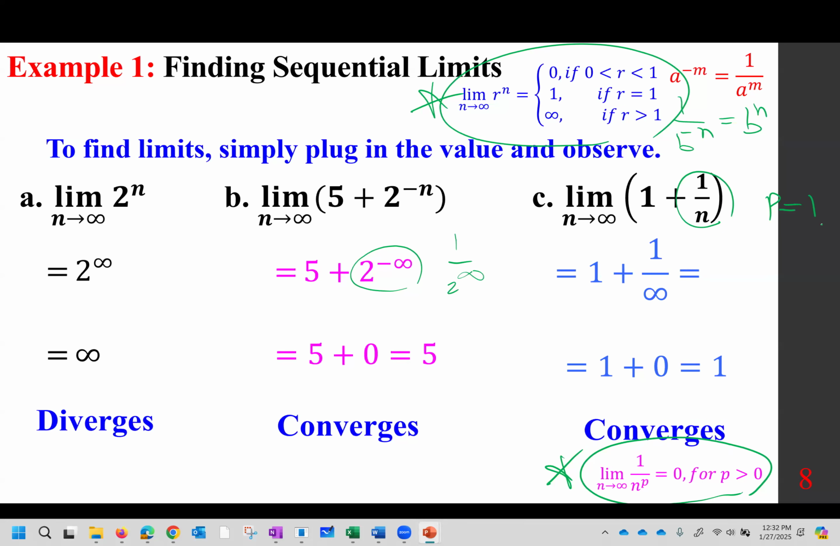So very straightforward. A quick recap. This one, 2 to the power of infinity, infinity, diverges. This one, to the power of minus infinity, or 1 over 2 to the power of infinity, is 0, 0 and 5 is 5, converges. This one, 1 over infinity is 0, 1 and 0 is 1, converges.